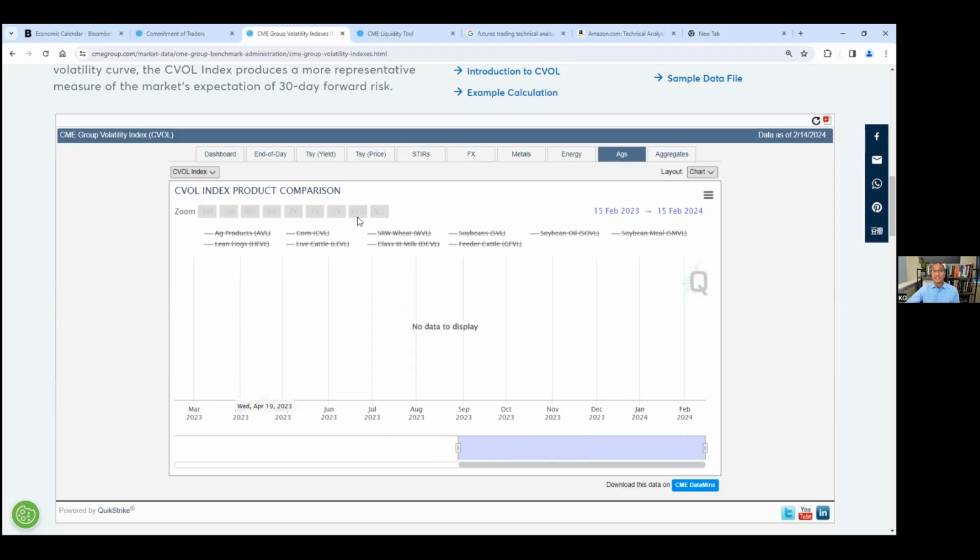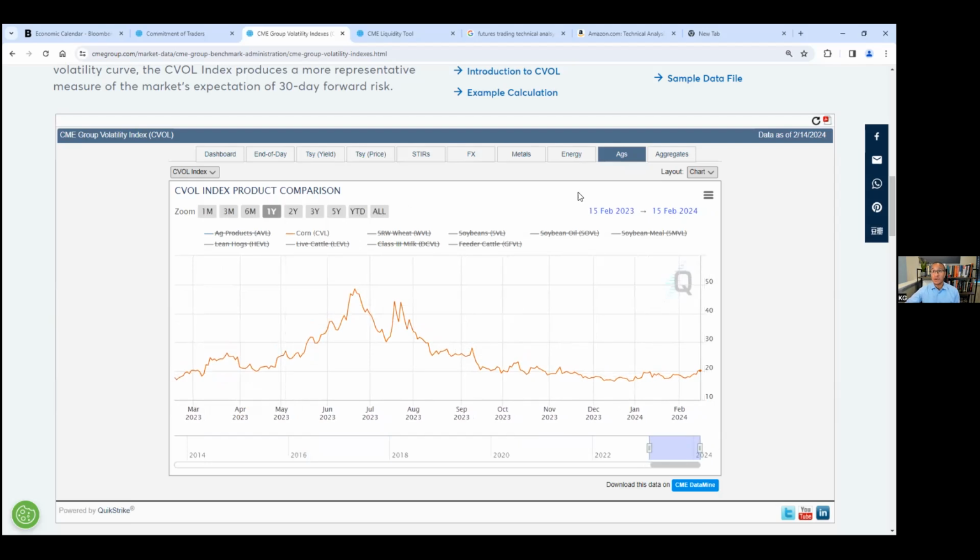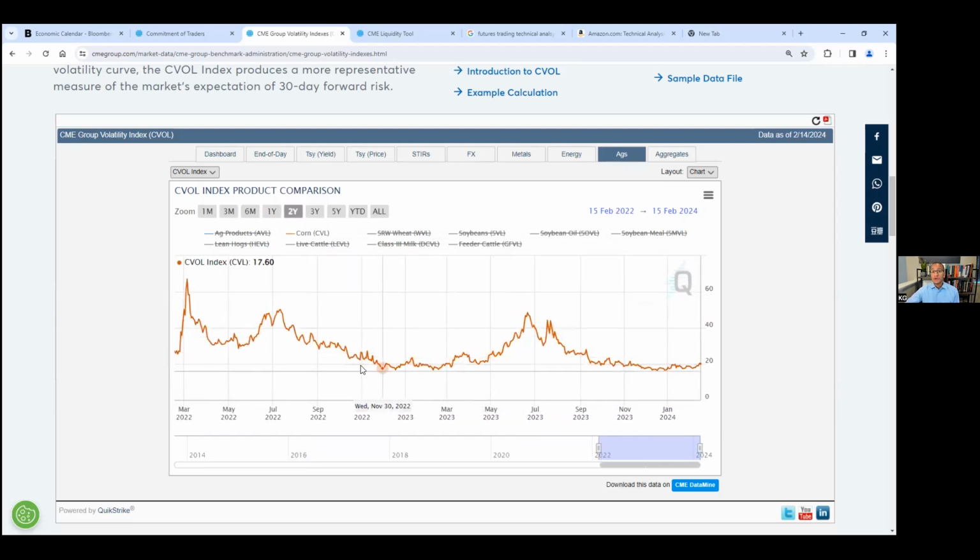I check this out because if we go back to corn, and I'll go back to a 1-year chart, or we'll do a 2-year chart. We're going on a 2-year chart of corn. Vol is pretty low, right? And once again, this is not providing advice, but usually if you're an options trader, you sell volatility when vol is high, you buy volatility when vol is low. So it's another feather in the cap, if you will.